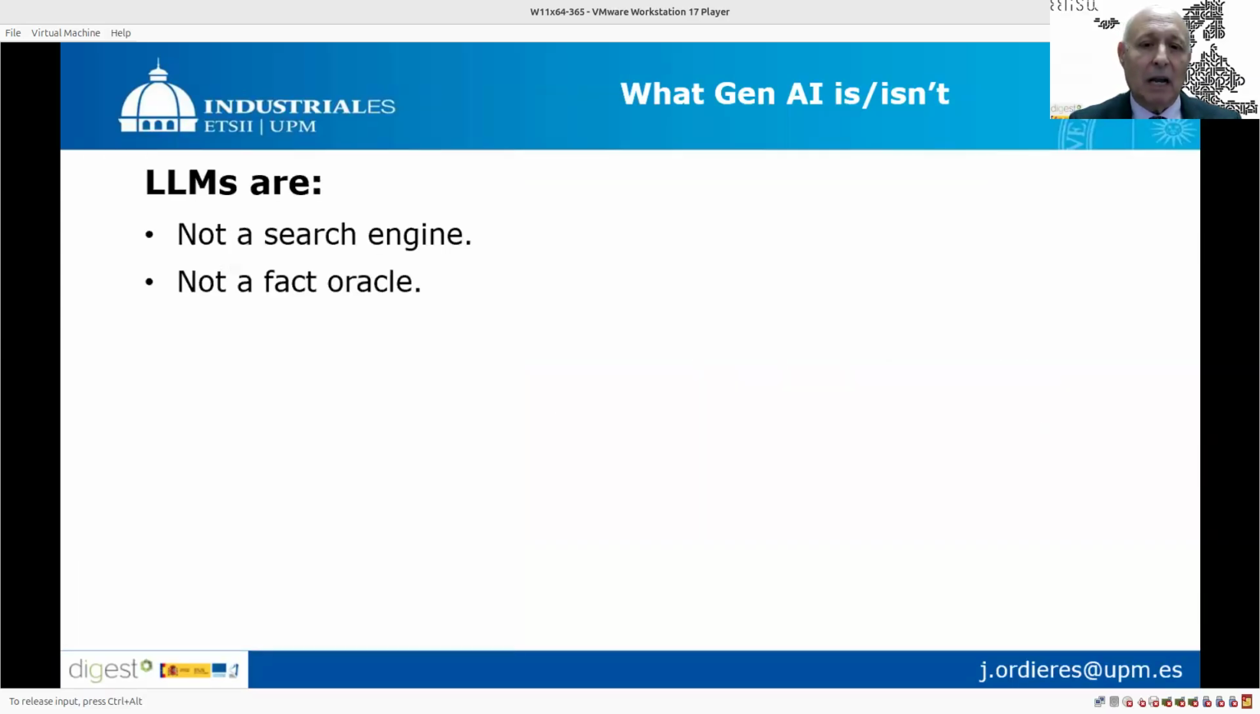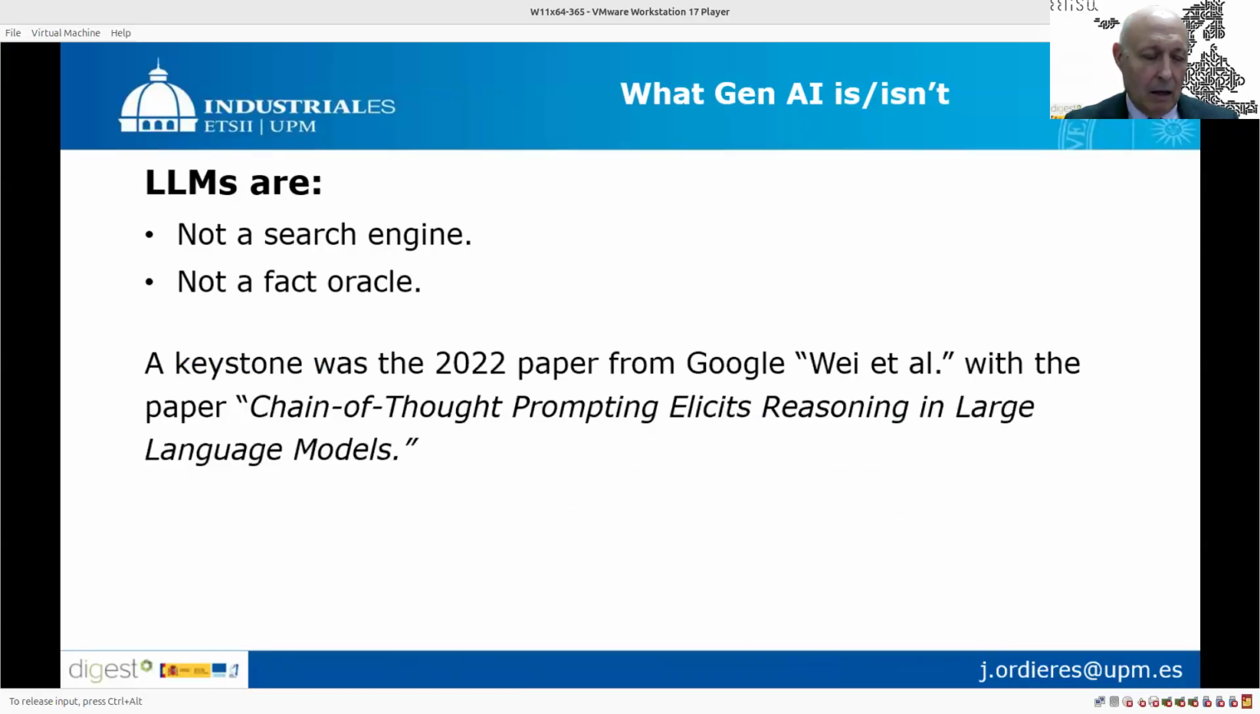Okay, therefore LLMs are not search engines nor an oracle. It is a component, a system able to handle different human-based inputs and trying to answer the related questions. So in that flow from 2017 till nowadays, there are several critical points in time I wanted to highlight for you.